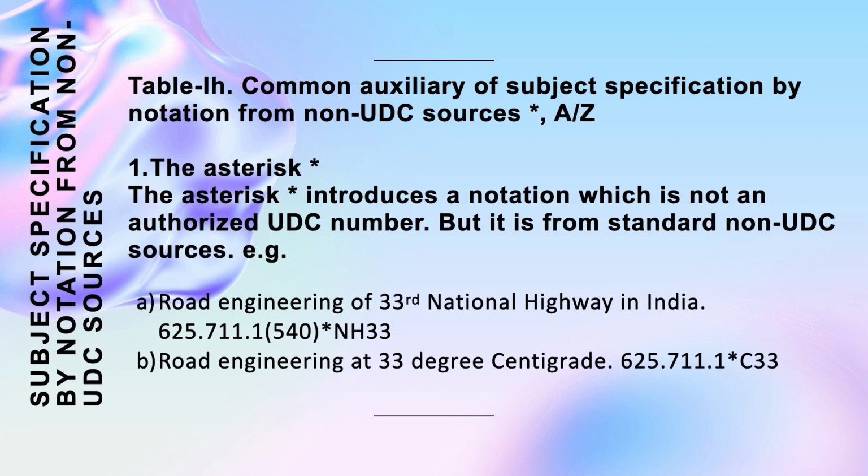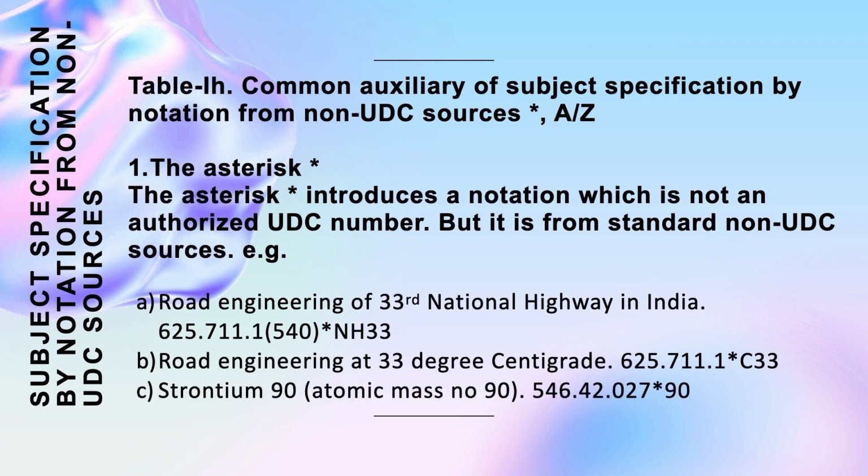So you see the next example, strontium 90. So basically the 90 is the atomic mass of the strontium. So we can classify this strontium 90, that is 546.42, that is the metal of the chemistry, and then 0.027 for strontium, and then we put the asterisk 90 for atomic mass number, because this is a standard number for atomic mass or atomic weight.